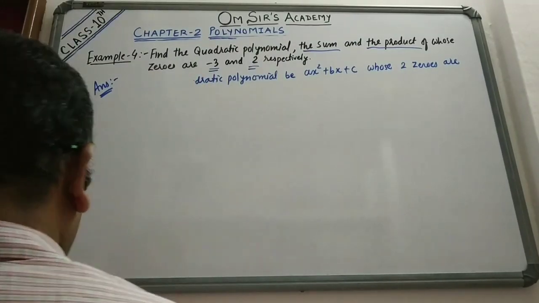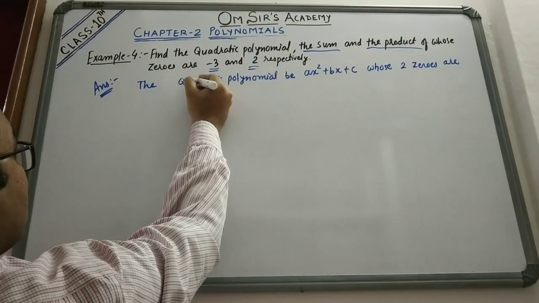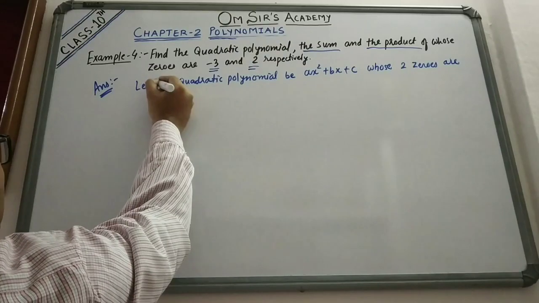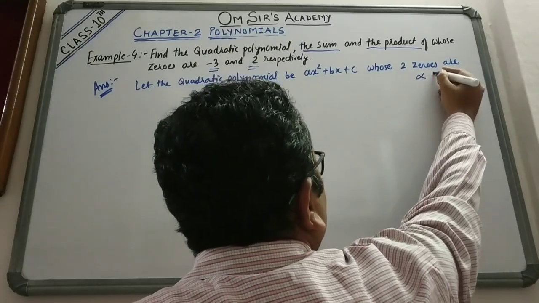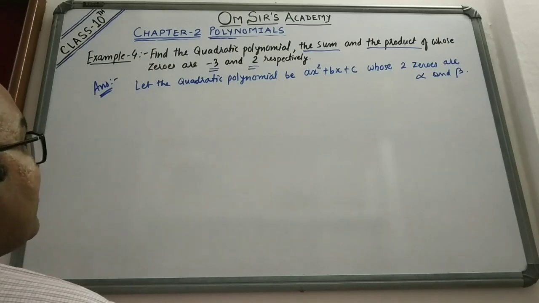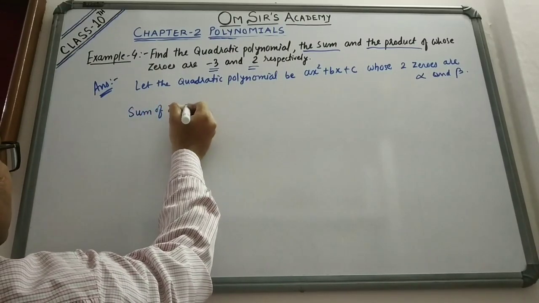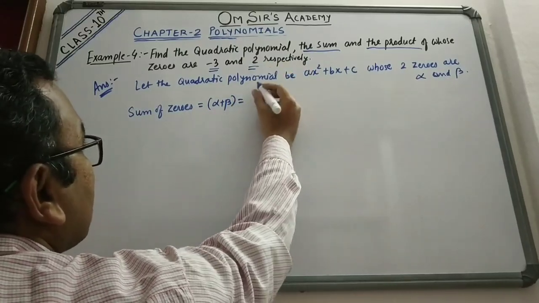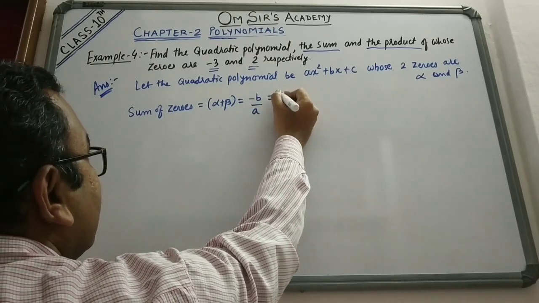So let the quadratic polynomial be this only, ax square plus bx plus c, whose two zeros are alpha and beta. Okay, so now here friends, sum of zeros was given. Okay, so I am writing that sum of zeros, that is equal to alpha plus beta, is given as what, -3. Okay, so I am writing it as equal to minus b upon a and it is equal to -3.